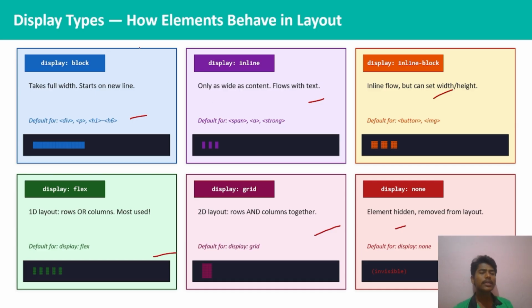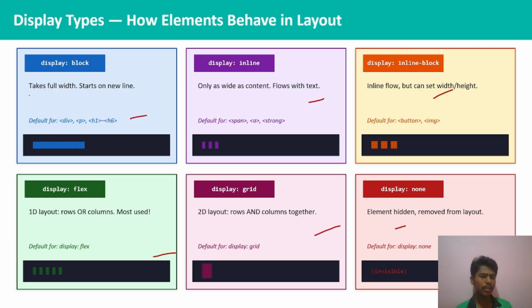Here you can see that there are six display types. The first display type is display block. What is the block? It is blocking the line. Simply understand, the block means blocking the line.